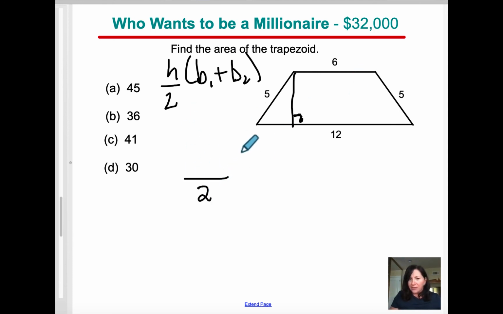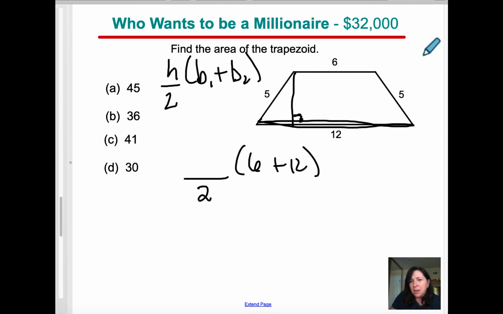I know that the bases are 6 plus 12. Now, what I do know is that if this whole length is 12, right? And this length here, I don't know that either, but I know that this length is 6. So from here to here is 6, which means that there's another 6 missing if that was 12. So that would be 3 and that would be 3.